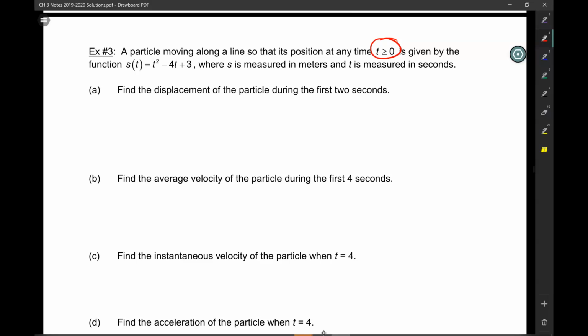Okay. Find the displacement of the particle during the first 2 seconds. All right, the first 2 seconds. Okay, so T1 is 0, T2 is 2.